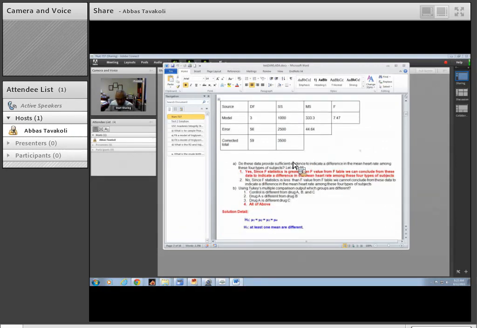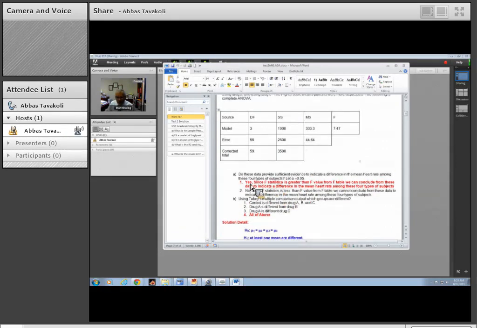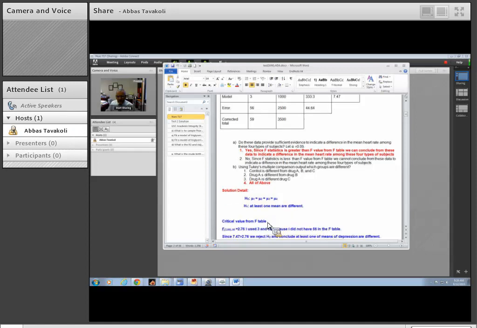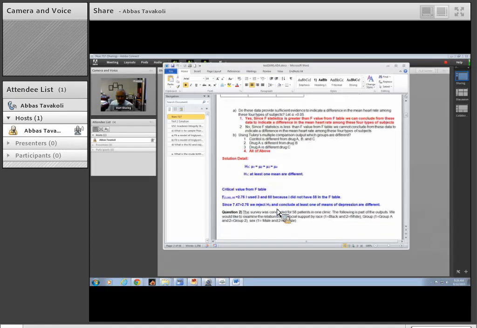And I ask you to answer the following question. Do these data provide sufficient evidence to indicate a difference in the mean heart rate among these four types of subjects, at alpha 0.05? So you're going to set up your hypothesis. The null is that for the four groups, mu of depression for group 1 equals 2, 3, and 4. The alternative is at least one mean is different.